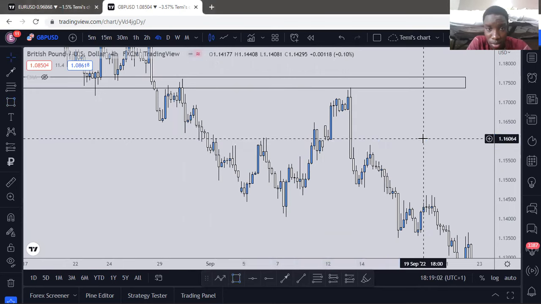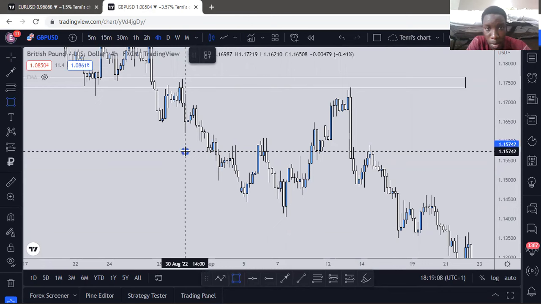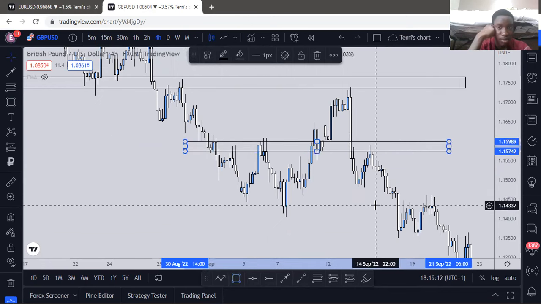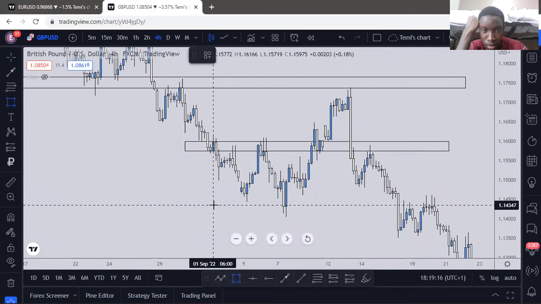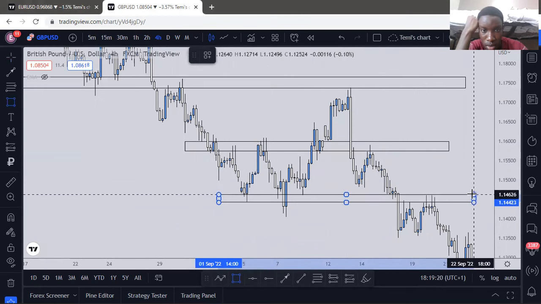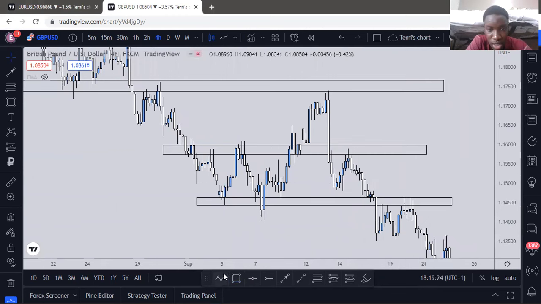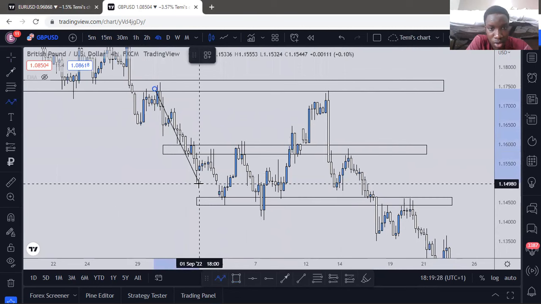But anyways, let me just draw out this key level over here. You can see how price reacted to this level. Let me draw this level down here also. Like I said, very clean market structure. So you can see how price had this kind of downtrend over here, right?